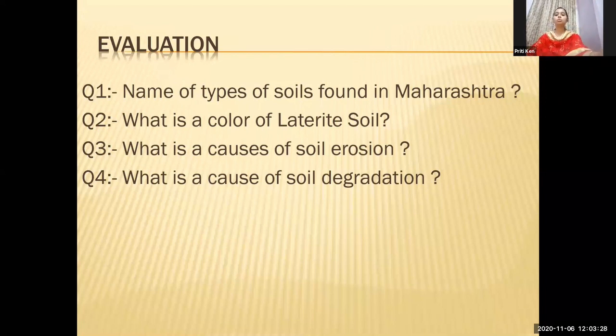Next, the fourth question. What is a cause of soil degradation? It's very easy. Come on. What do we mix in the soil to get high yield? Chemicals. Yes, very good. Chemicals. So, the use of excessive chemicals, pesticides, weedicides all cause soil degradation, which is when the quality of soil decreases. Very good.